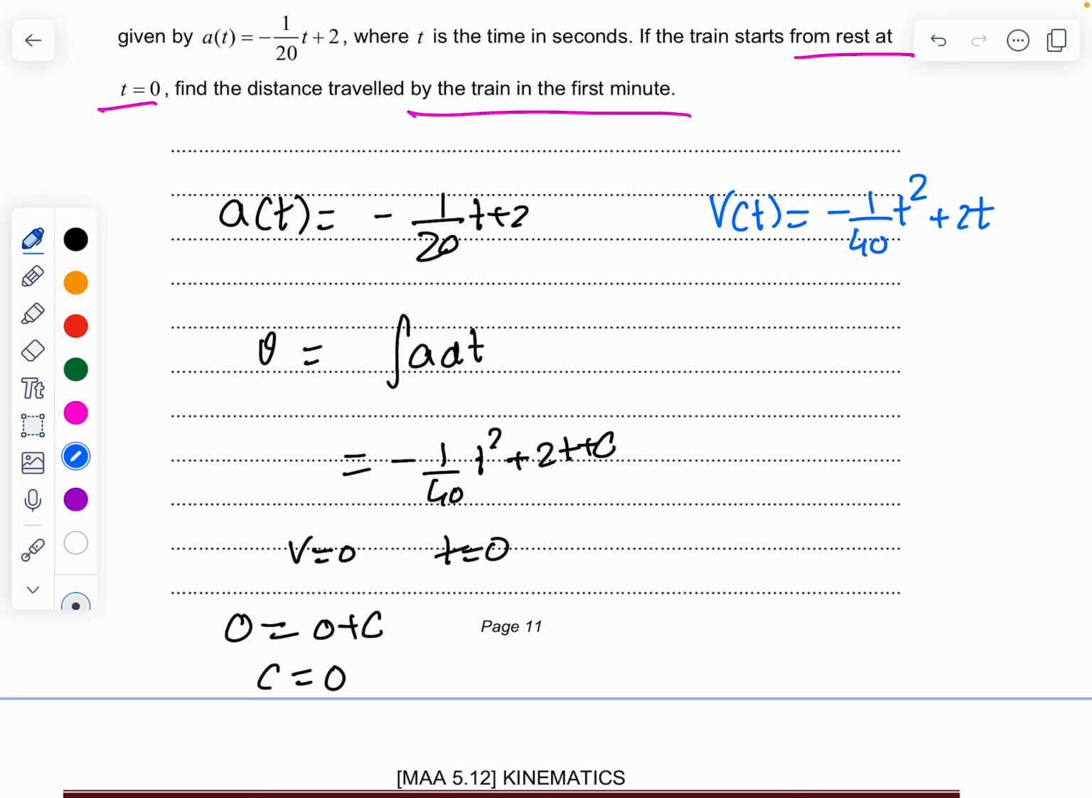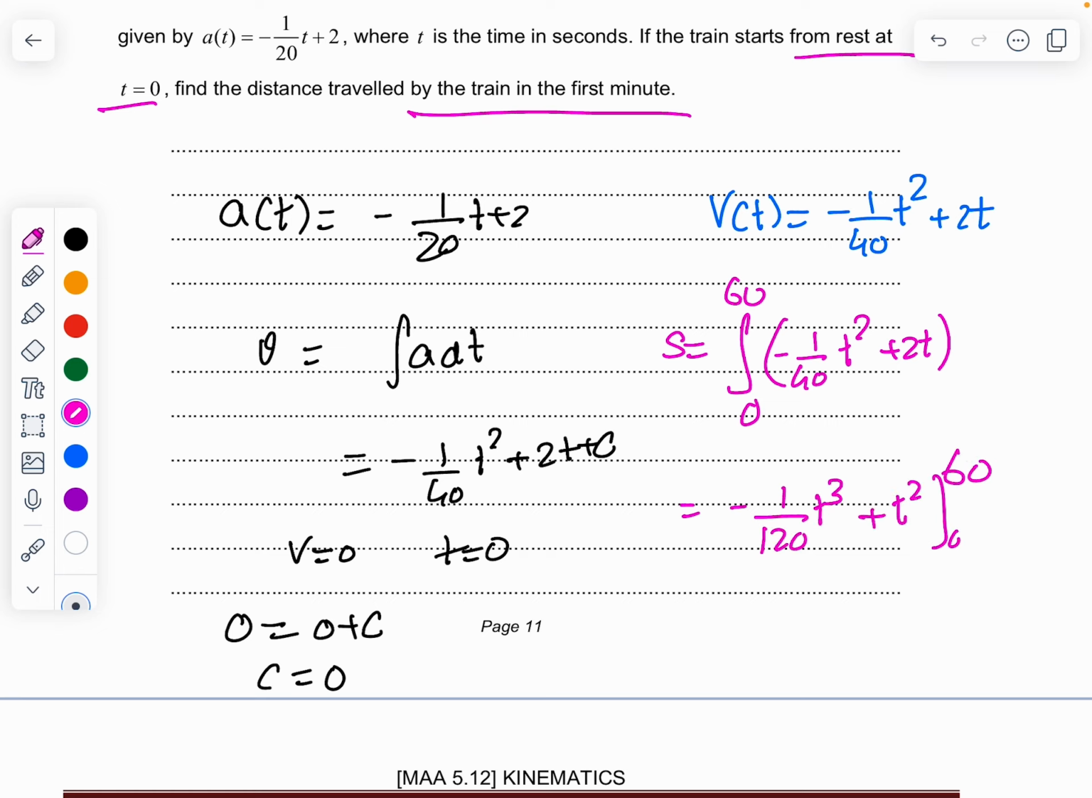Now the displacement in the first minute. So displacement is equal to the integral of minus 1 upon 40 t square plus 2t from 0 to 60. So it becomes minus 1 upon 120 t cube plus t square from 0 to 60. Simplify that, you should get 1800 meters.